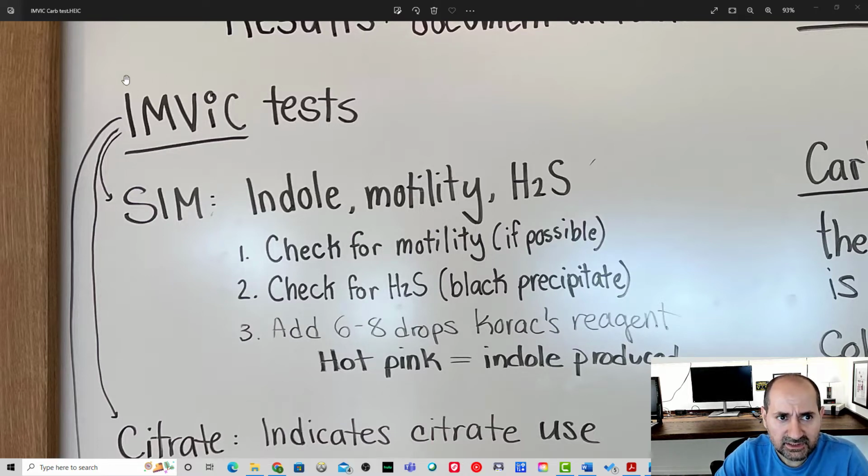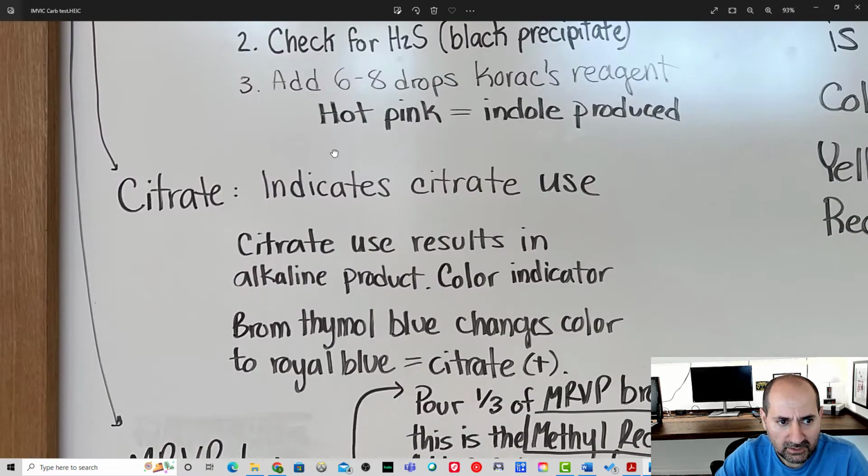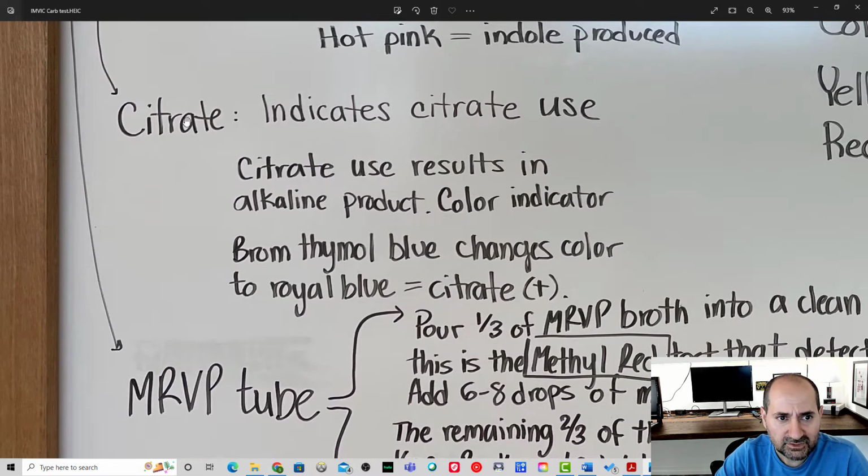Additionally, you should know what the acronym IMViC stands for. Remember, you have indole, methyl red, Voges, and citrate. Remember the citrate slant? Let's talk about that next.